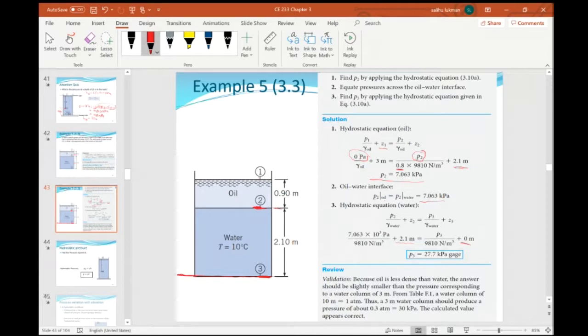If we ask for the absolute pressure, all we need to do now is to add atmospheric pressure here. Simple. P atmosphere. So this will now give us 1 plus 27.7, and this will be the absolute pressure. So what have we done basically? We used the concept of the piezometric head. First we looked at points 1 and 2 to find P2, and then we looked at points 2 and 3 to find P3. Very simple.